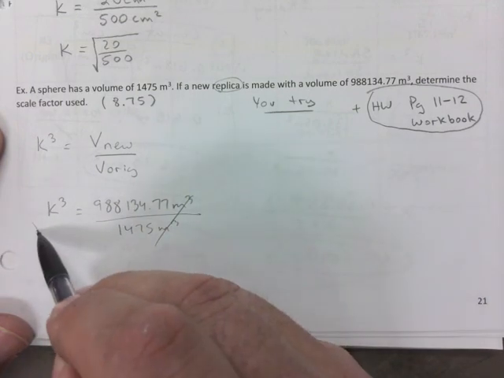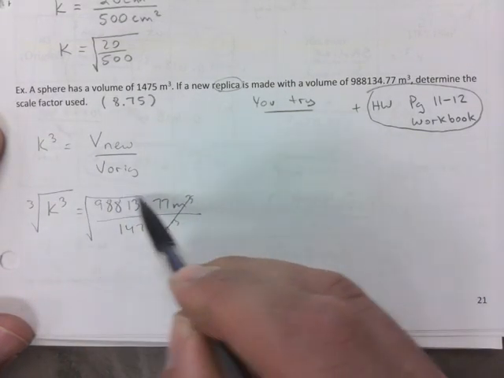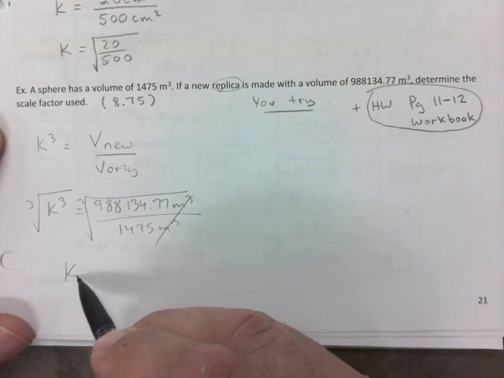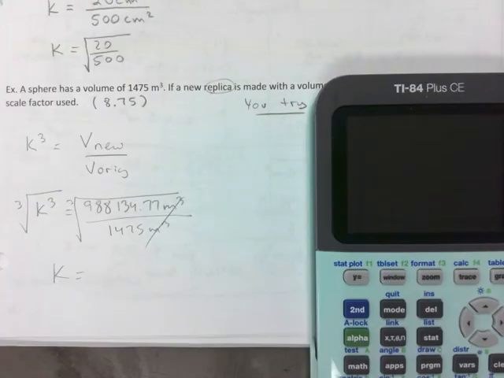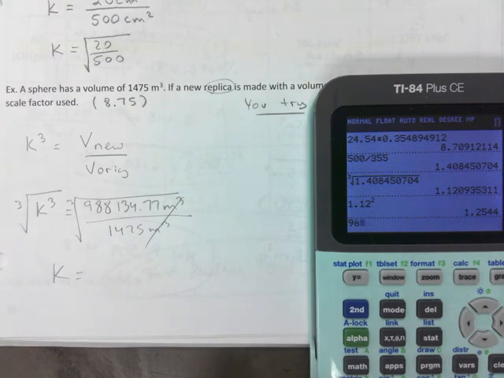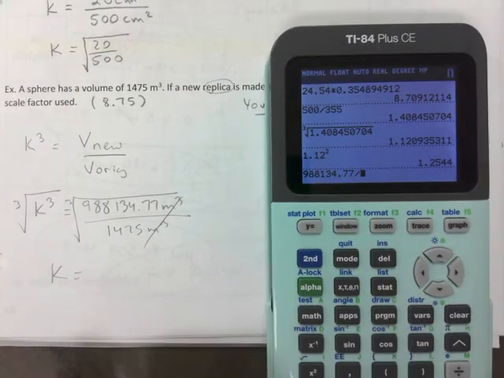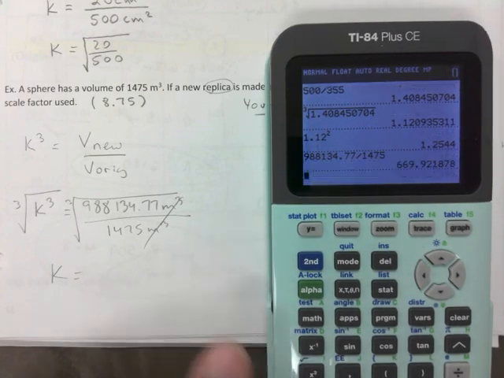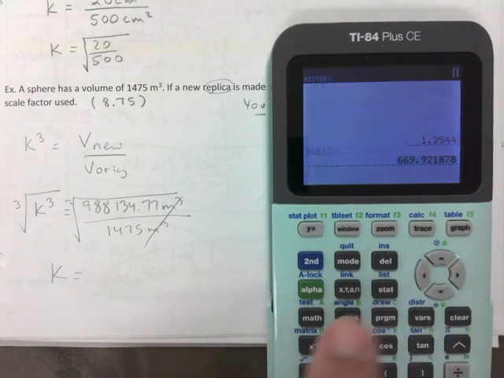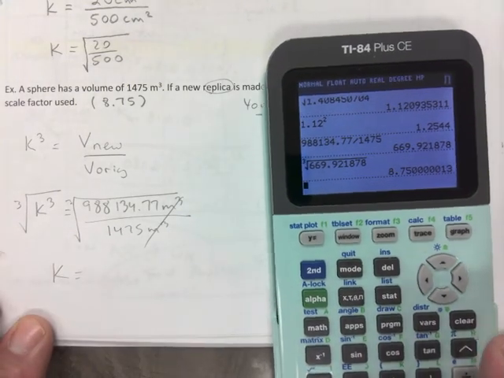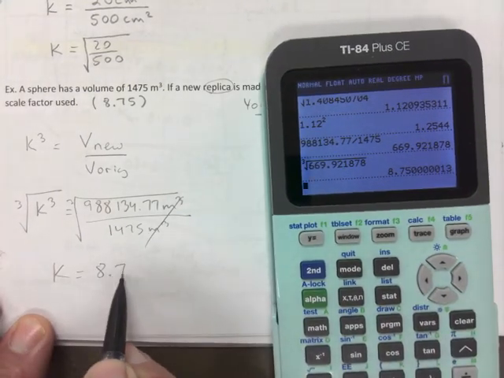Next step would be to cube root both sides. And that's how you're going to get your scale factor. Keep on saying that I'm going to stop and then I don't, right? It's just in case you're stuck. So when you divide these two, you get that, and then math 4, copy, paste. So there you have it, 8.75 is your scale factor.